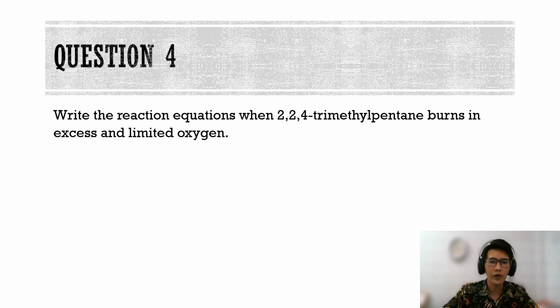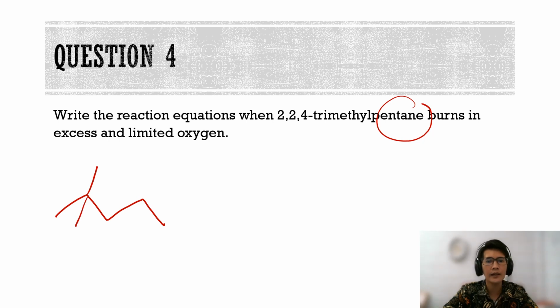So 2,2,4-trimethylpentane. First we draw the pentane: 1, 2, 3, 4, 5. At carbon number 2, we have 2 methyl groups. At carbon number 4, we have another methyl. So this is 2,2,4-trimethylpentane.